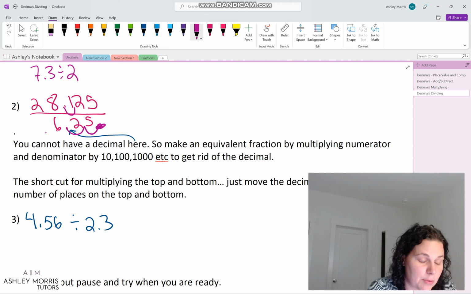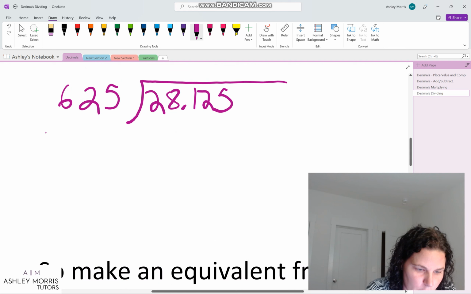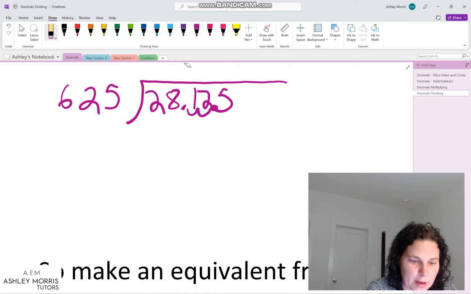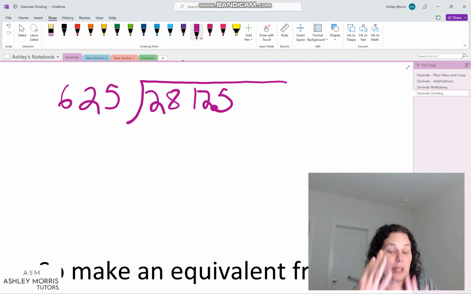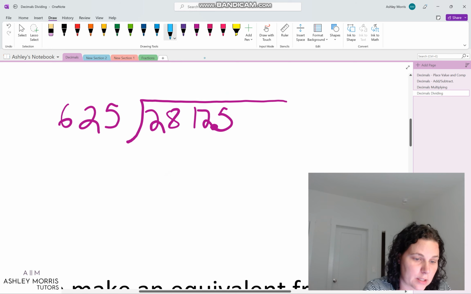So I'm going to do that same thing on the top. Or if I'm looking at it like it's the little house, I've got 28.125 inside and 6.25 on the outside. I'm going to move this over 2 places to get rid of it. And I'm going to move this one over 2 places. So now it's between the 2 and the 5. Whatever you do to the one that's outside, you have to do the same thing inside. So I moved it 2 places on the outside, and I'm moving it 2 places on the inside. We cannot have a decimal on the outside. And then we're going to bring our decimal up here.